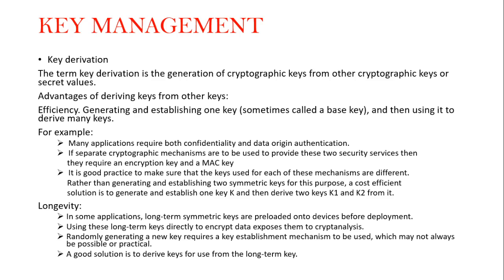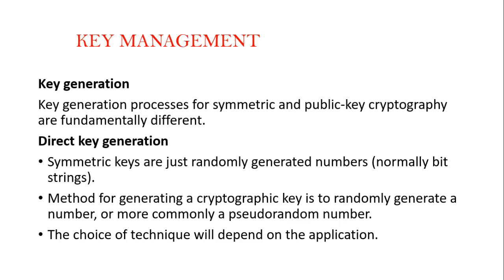and another one, which we'll discuss next. The first one is direct key generation. Symmetric keys are just randomly generated numbers, normally bit strings. The method for generating a cryptographic key is to randomly generate a number, or more commonly a pseudorandom number. I think we have discussed how to generate random numbers in the previous module. The choice of technique will depend on the application. Direct key generation happens only with symmetric keys.